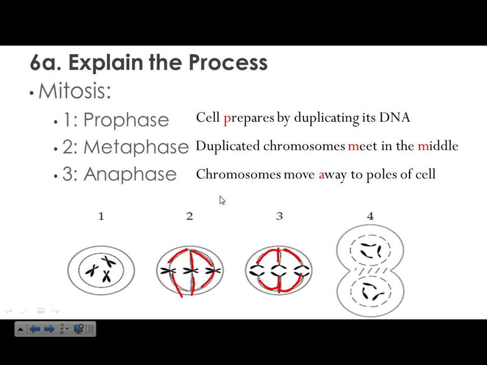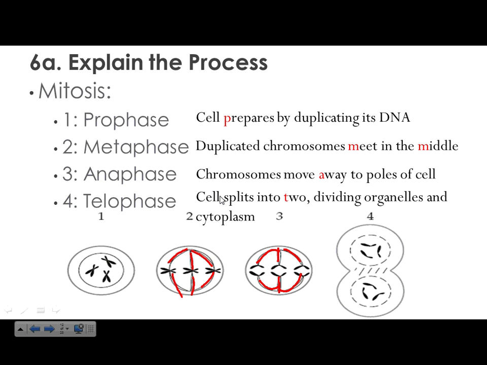And the last phase, which is in picture 4, that is telophase. So in telophase, that is where they're going to split into two. They're going to evenly divide the organelles. So if there's mitochondria or chloroplasts, ribosomes, all of those things get evenly divided, and the cytoplasm also gets evenly divided.